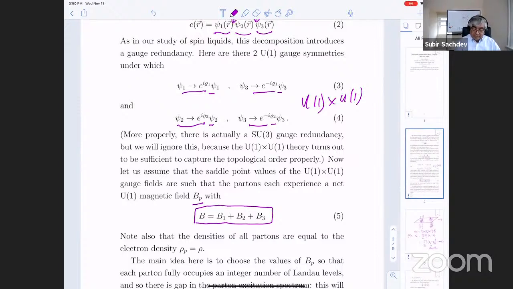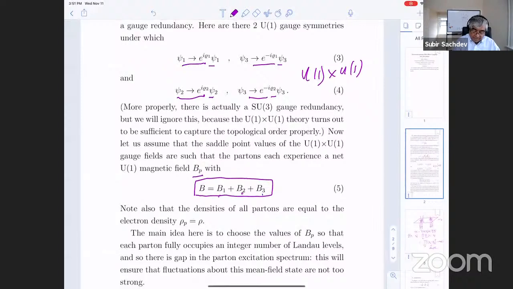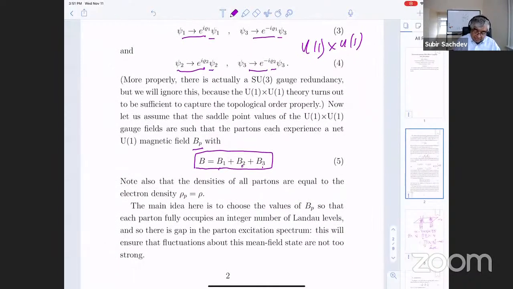All right. So now we have to choose B1, B2, B3. And it's really up to us to choose it. And how do we want to choose it? We want to choose it in a way that the mean field has a gap. That's a good mean field. If you do a mean field theory, and you get a state that's non-degenerate and has a gap, well, that means you can make progress from it. So basically, you always want to choose B1, B2, and B3 so that each parton occupies an integer number of Landau levels, because only then would the parton have a gap in its spectrum.